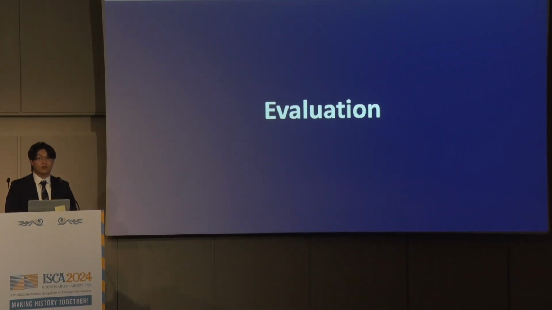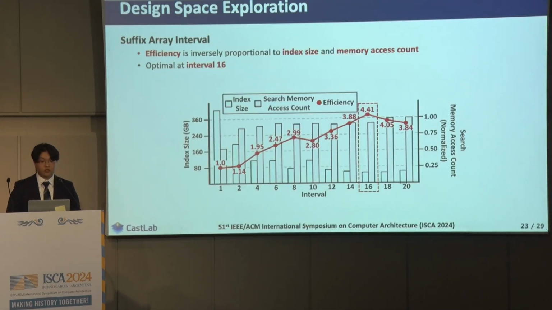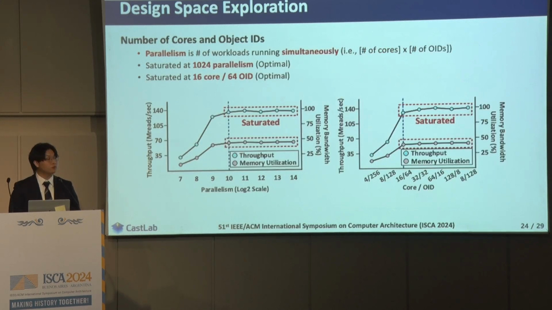Now, let's look at the evaluation. Evaluation is conducted with a cycle-accurate simulator based on C++, which operates with Ramulator for accurate memory consideration. First, we conduct the design specs exploration to make a design choice. Based on the result, we find the optimal hyperparameter interval is 16. Also, we see that BLAST saturates its performance at 16 cores and 64 OIDs.